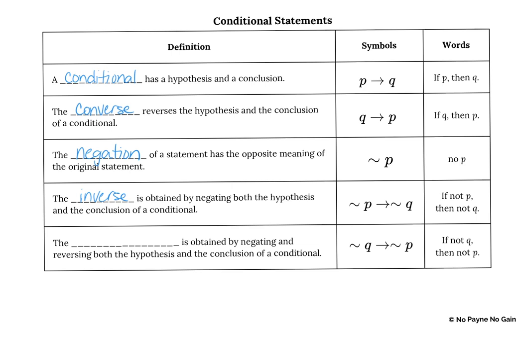Last one is our contrapositive. So we get the contrapositive by negating and reversing both the hypothesis and the conclusion. So we're flipping them and we're making both of them the opposite. So we're negating it. So it's if not Q, then not P. So not our conclusion, then not our hypothesis.